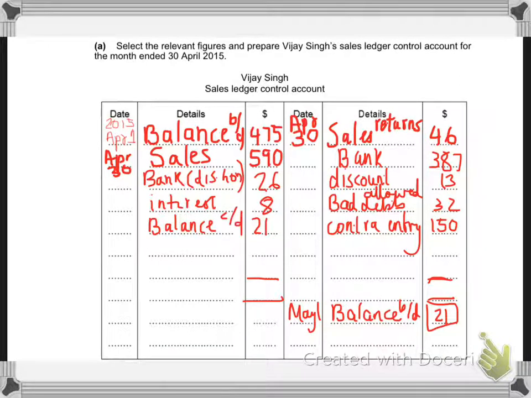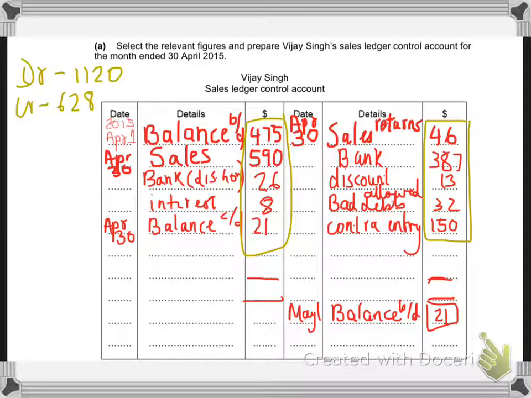So the month before May is April, so we write April and the last date, which is 30. After that we find the total of this side and then this side, and we see which side is having the highest amount. So the debit side is having a total of 1120 and credit 628. So the highest amount is 1120. So we write 1120 on both sides.